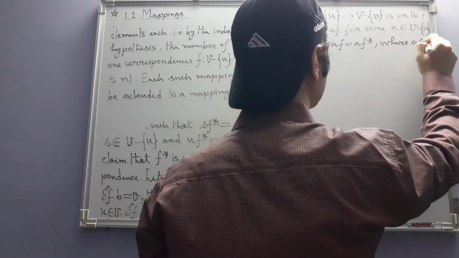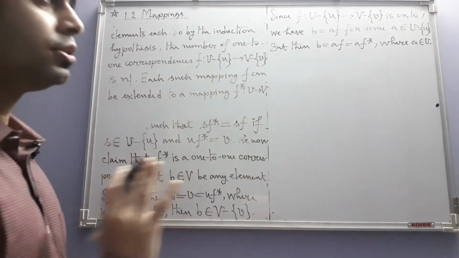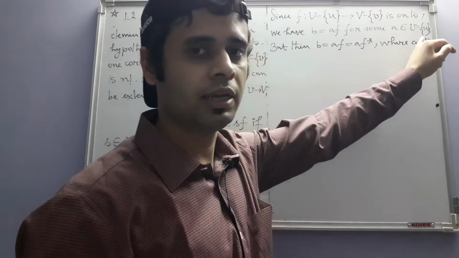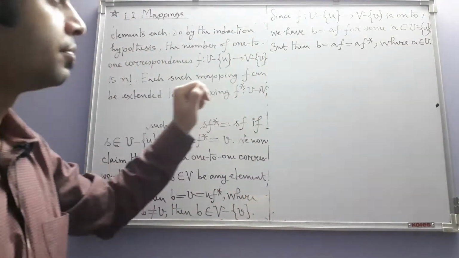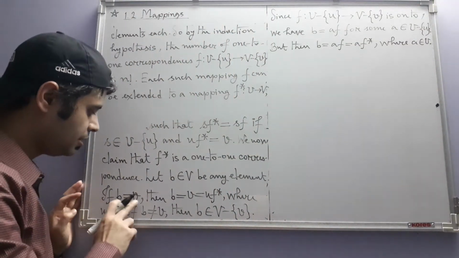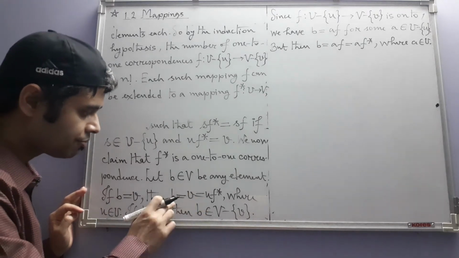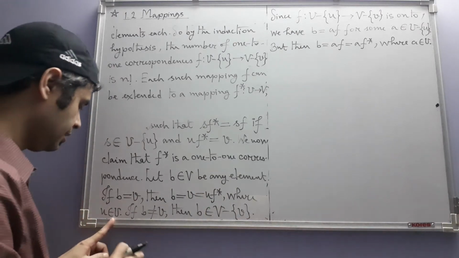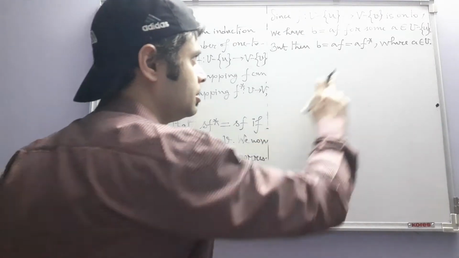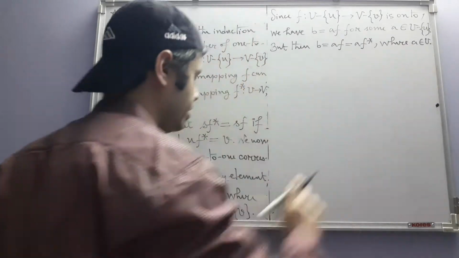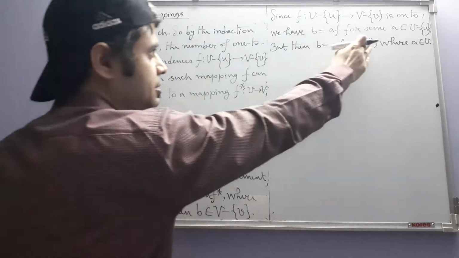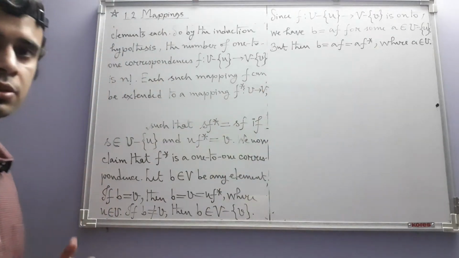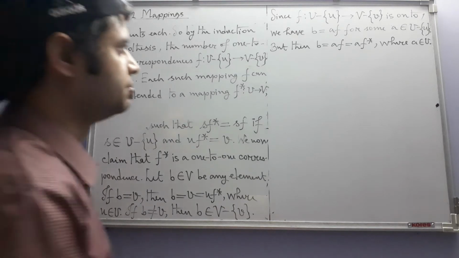A belongs to U. A belongs to U minus u, that is fine, but since U minus u is a subset of U, so A after all belongs to U also. So in any case, whether B is v or not, we have found an element in U. In this case, that element is small u. In that case, that element is small a, whose f star image is B. You see, B is equal to u f star, B is equal to A f star. So this tells us that f star is onto.